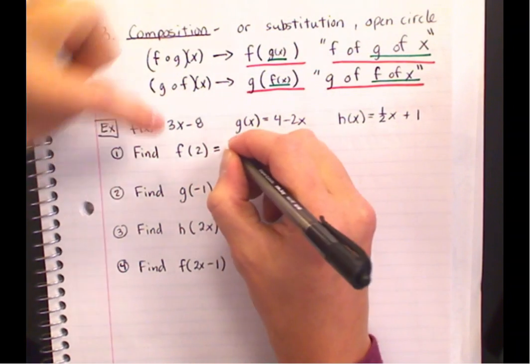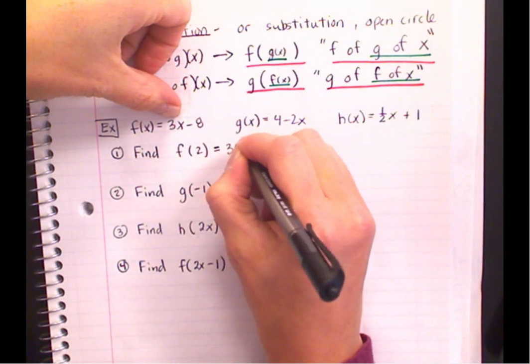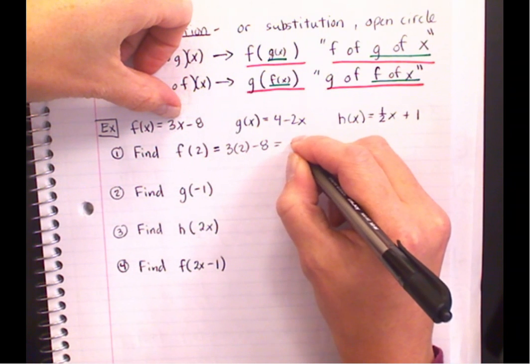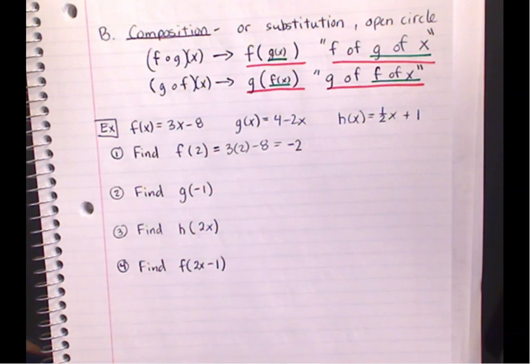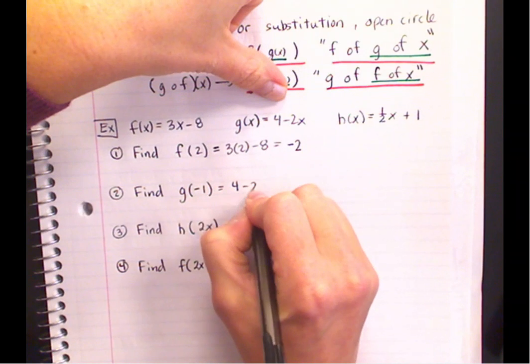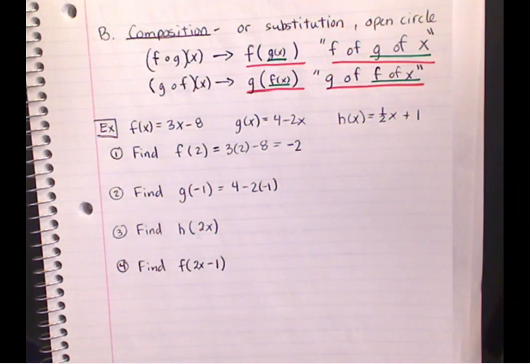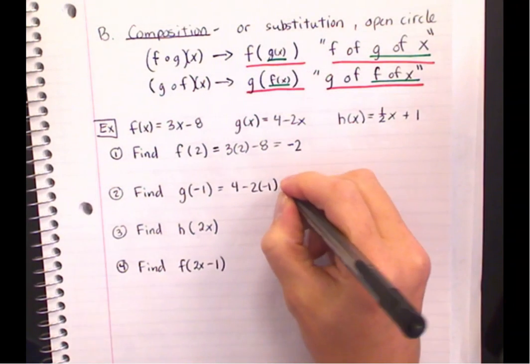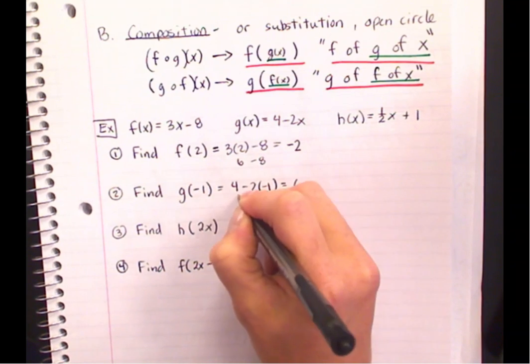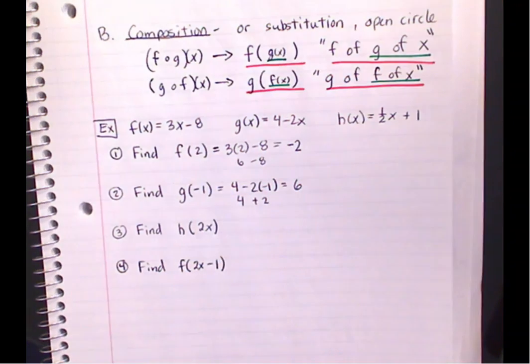Okay, f of 2 means plug in 2 for x. Great. 6 minus 8. Negative 2. Boom. Okay, negative 2. I can do that. G of negative 1. Notice that when I'm substituting in the x, I'm using parentheses. When you substitute, it's good practice. 6, right? You can do a little simplifying here, right? Negative, negative.